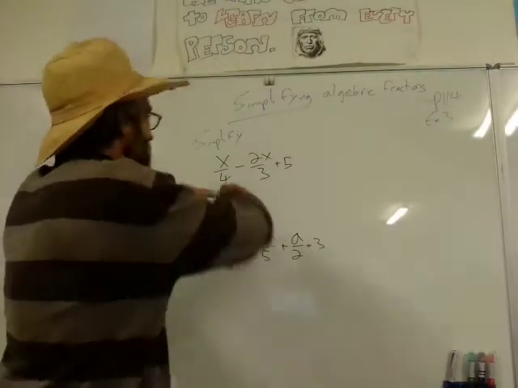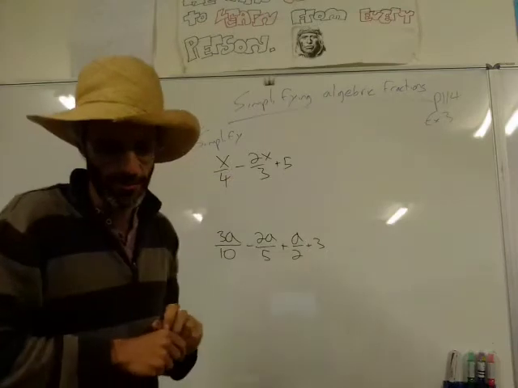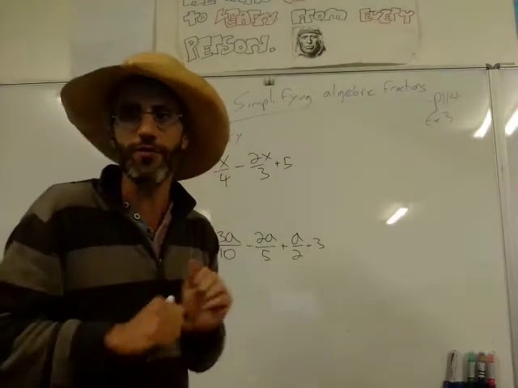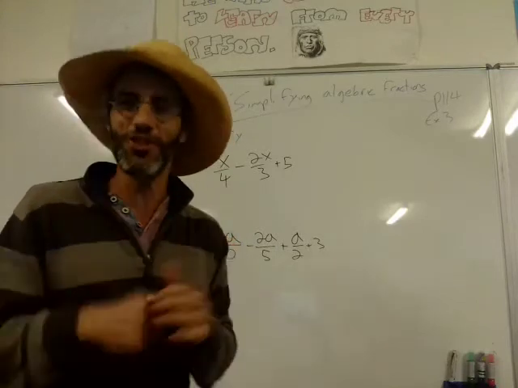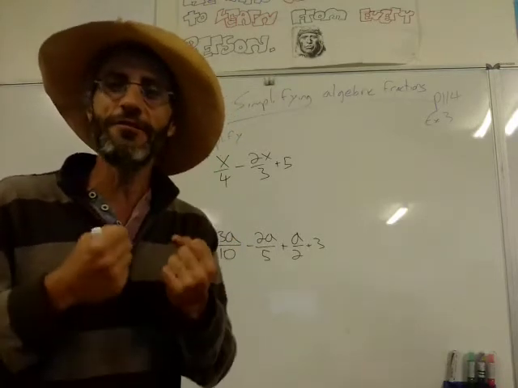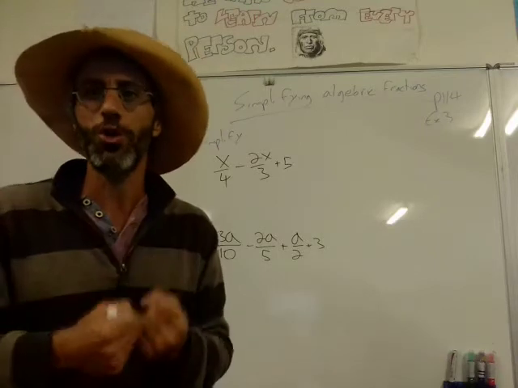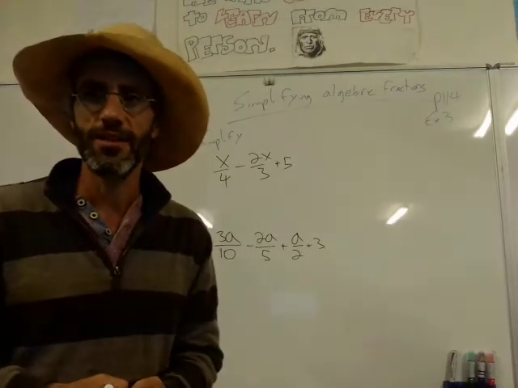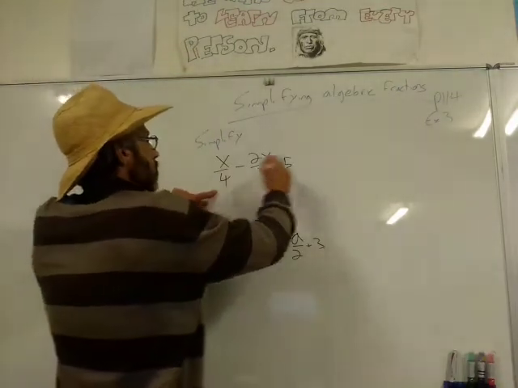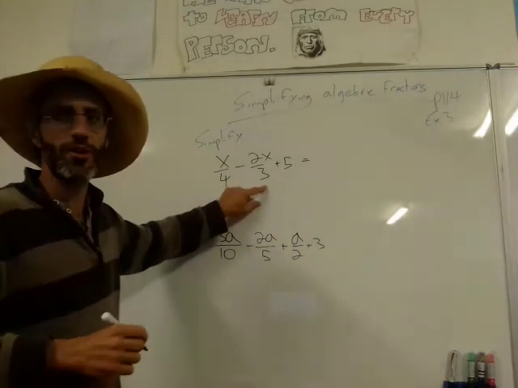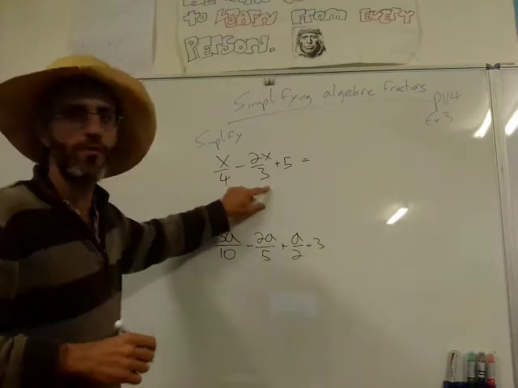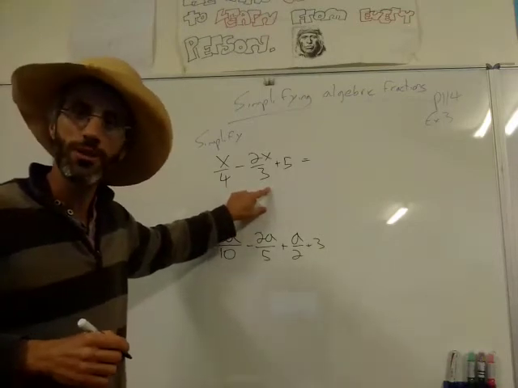To do that, I need to get rid of the denominator. I need to find the lowest common denominator. So, what's the lowest common denominator between 4 and 3? Which one is it? 4 and 3. Well, in this case, it's going to be 12.